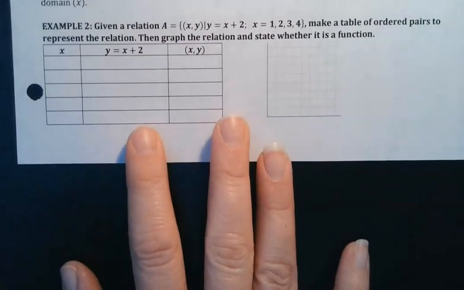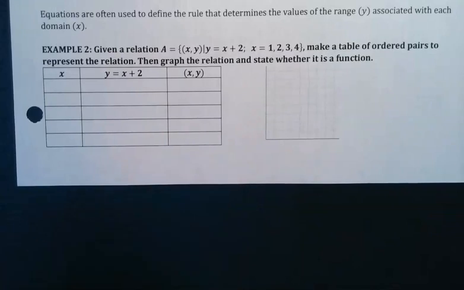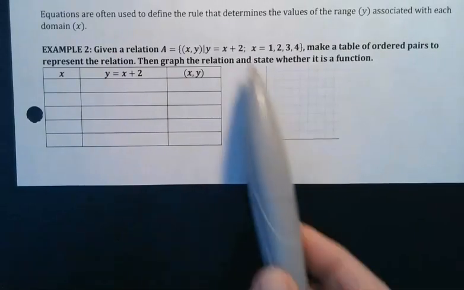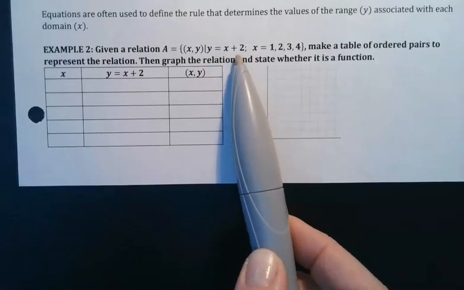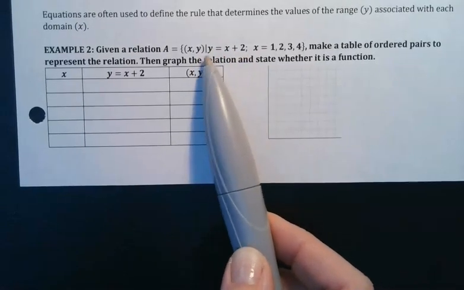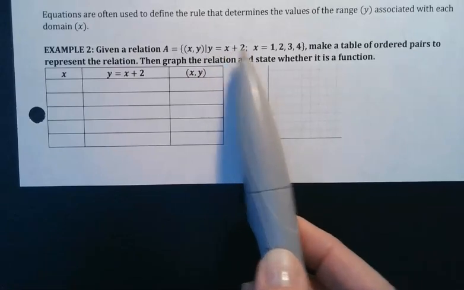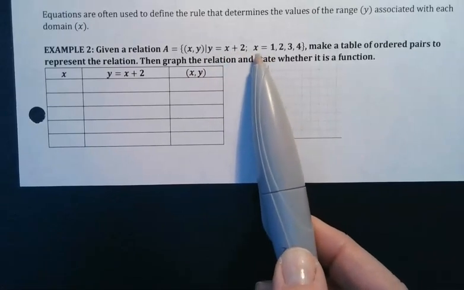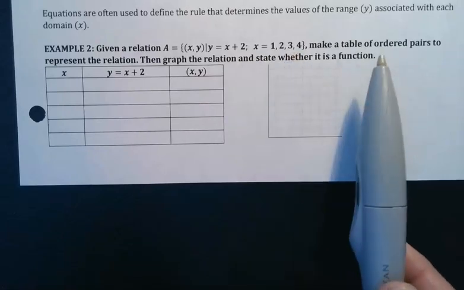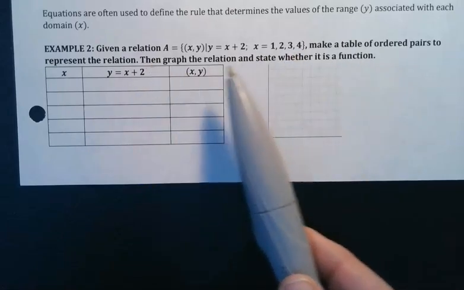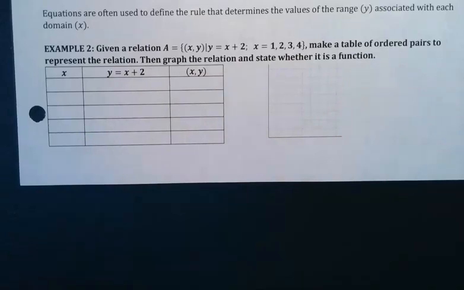When we are given a relation, so we're given relation A here, it says x, y such that y equals x plus 2. They just gave us an equation: y equals x plus 2, and our x values are 1, 2, 3, and 4. Make a table of ordered pairs to represent the relation, then graph the relation and state whether it is a function. They gave you all of the information in mathematical shorthand.